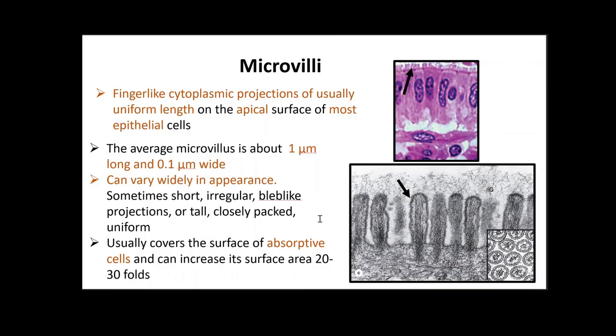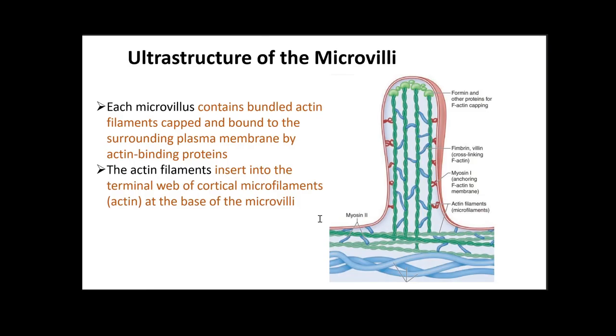So we look at the outer structure of the microvilli. Each microvillus has a core of actin filament capped with certain protein called actin capping, which are those light green ones here, and they attach again to the terminal web in the part of the cytoskeleton.